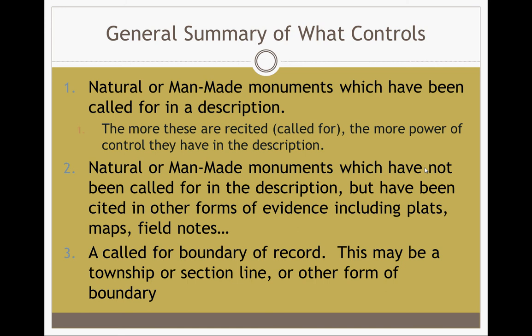Okay. Number 3, a called for boundary of record. Now this may be a township or section line or other form of boundary. Some kind of boundary of record that has been called for, giving a distance and direction based on that, or just a boundary such as a boundary between counties or a boundary between states. Okay, it could be any kind of boundary, macro or micro.